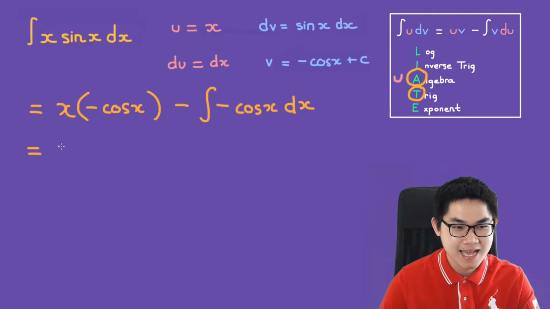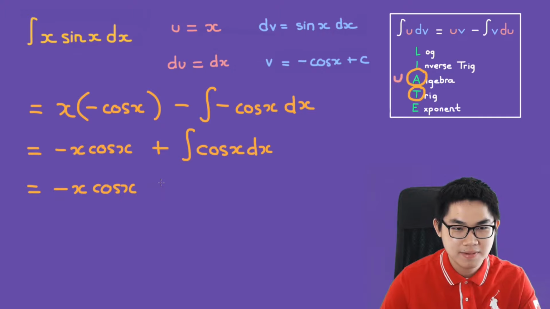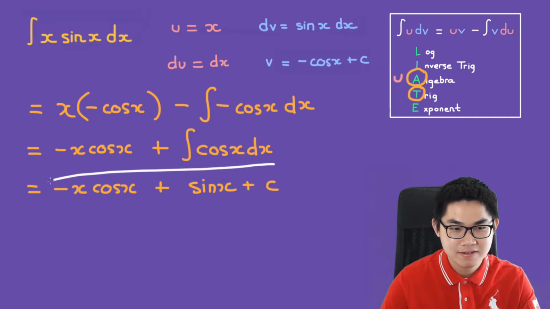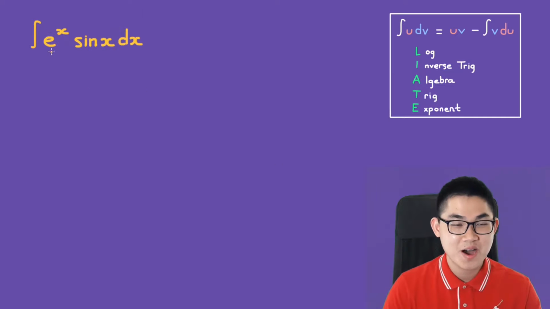This is the same as negative x cosine of x plus, because if you bring this negative sign out, you have a positive sign, plus the integral of cosine of x dx. So this is negative x cosine of x plus the antiderivative of cosine of x. And that's going to be sine of x plus c. And this right here is our answer.